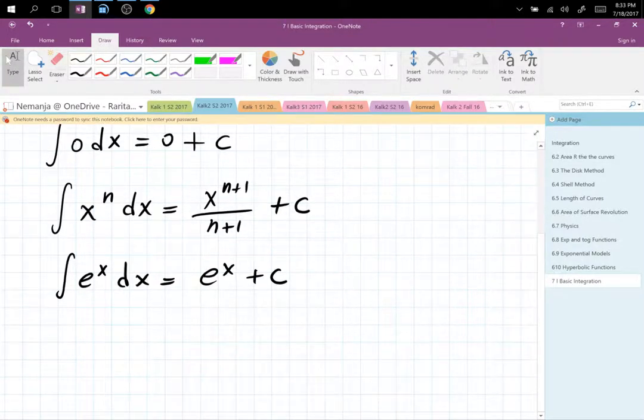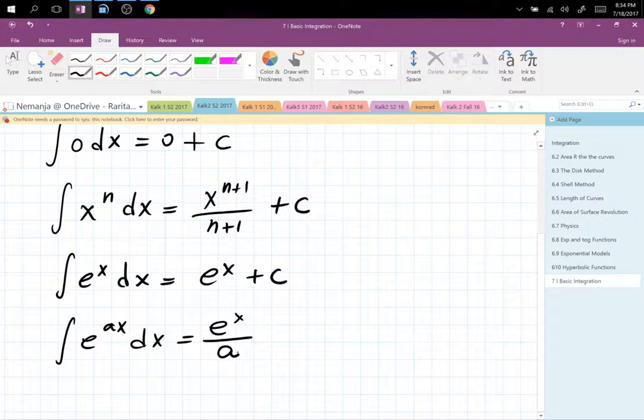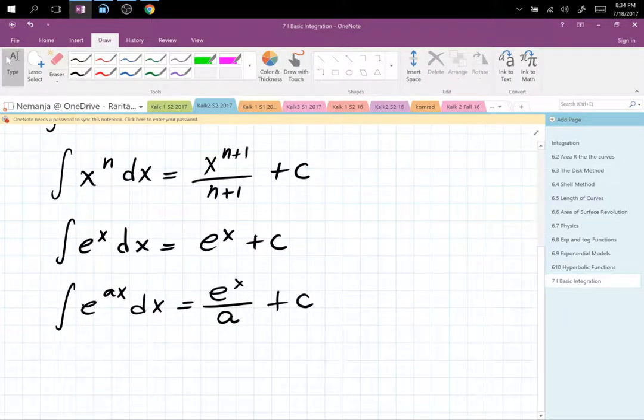Perfect. And then if this e to the x has an a in front, it's going to be e to the ax. You forgot the a. A is in the denominator, not on top. On top is for derivative. Oh, yeah, you're right. Sorry. Yep. There's ax over here.